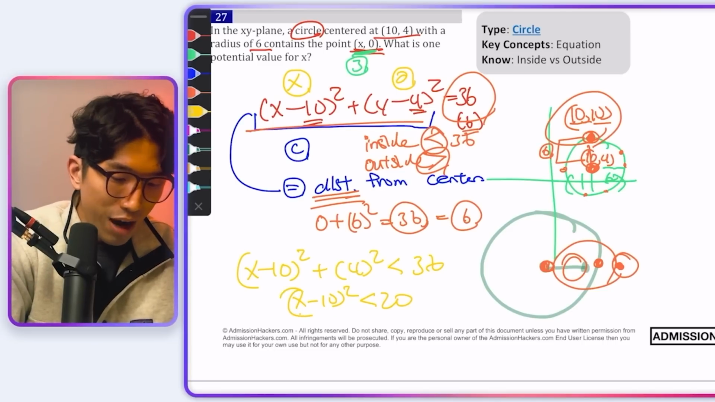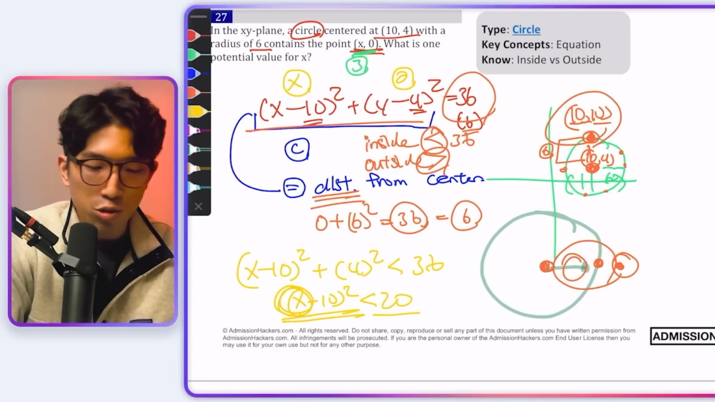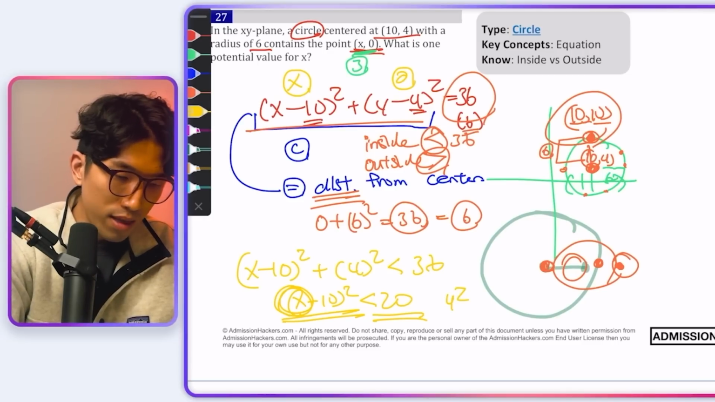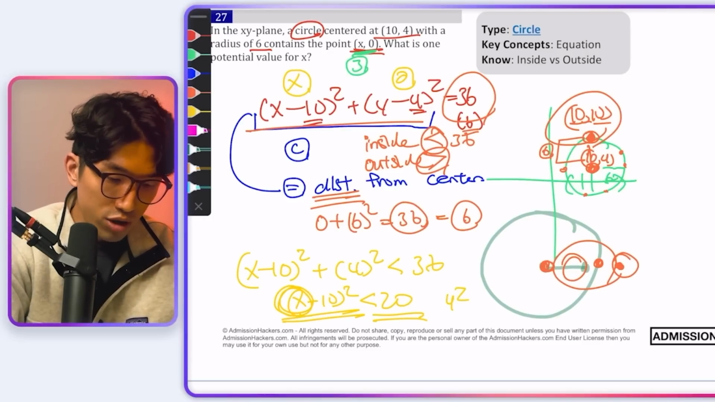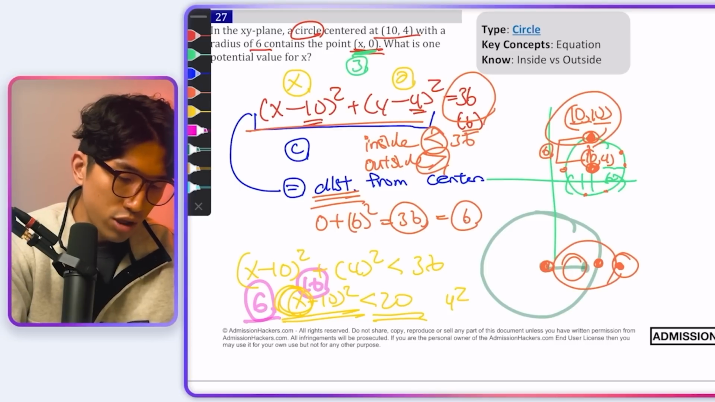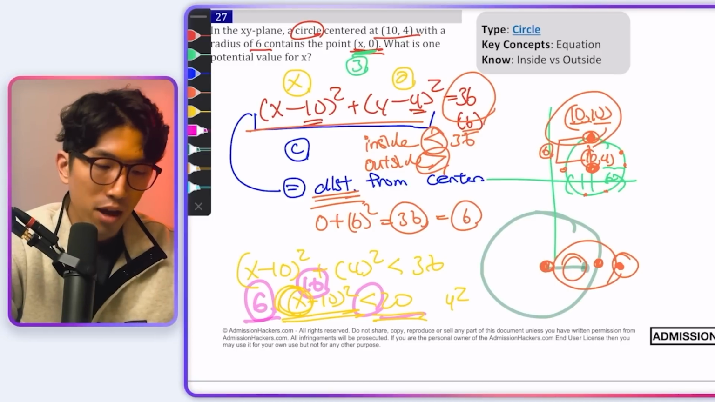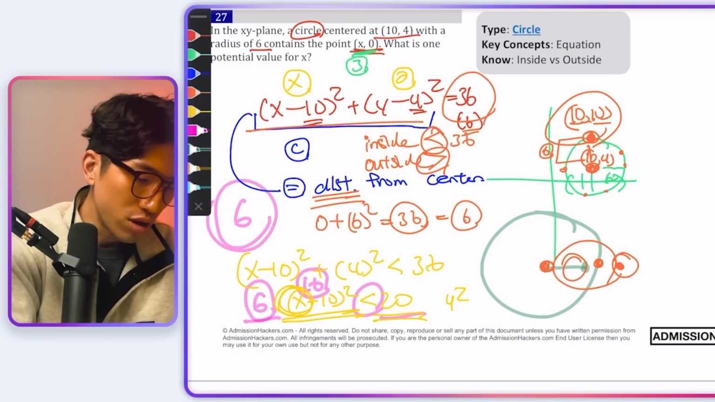Instead, think of the value of x where the final result is going to be less than 20. So we know that 4 squared is going to be 16. So what gives the inside as 4? We just need it like, I don't know, 6. So if we do 6, we're going to get 16, which is going to be less than 20, which means it's going to be inside the circle. So what is our answer going to be? Our answer is going to be 6.